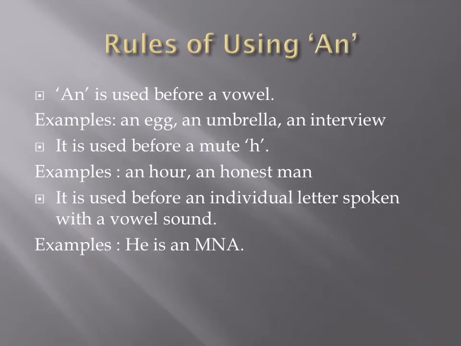Rules of using an. An is used before a vowel sound. Examples: an egg, an umbrella, an interview. Egg, umbrella and interview, all the nouns are giving us a vowel sound. It is used before a silent h, as I have already explained: an honor, an honest man. It is used before an individual letter spoken with a vowel sound, like he is an MNA.